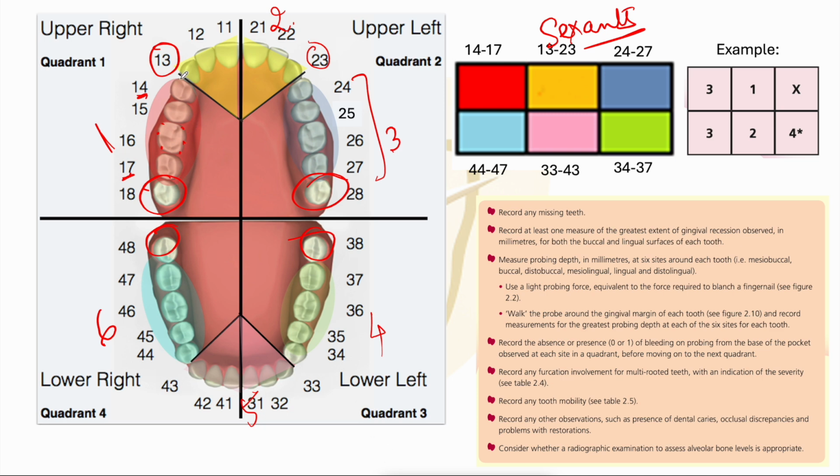Now when we measure that, we'll get some readings. What are the readings going to be? It is going to be 1, 2, 3, 4 or star. I'll explain all of them one by one. I want to make it as simple as that, so let's go slowly. Or I can put X. X means there is no tooth in that area. Then we have 1, 2, 3, 4 and star.